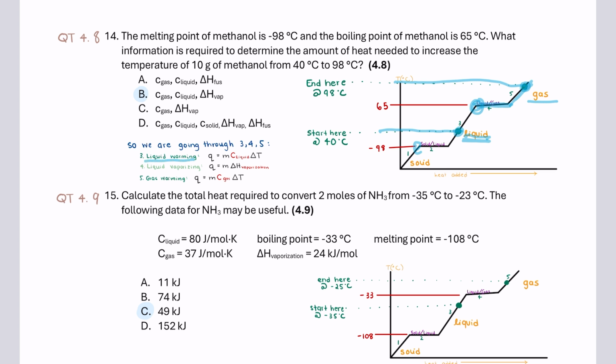For the first step, where we are warming the liquid, we're going to need the specific heat capacity of liquid methanol, which we're going to call C liquid. For the second step, the phase change from liquid to gas, we're going to need the enthalpy of vaporization, delta H vaporization. And then for the third step, where we are heating the gas, we're going to need the specific heat capacity of methanol in the gas phase, or C gas. So the 3 values we need are C gas, C liquid, and delta H vaporization. That makes the correct answer choice B.